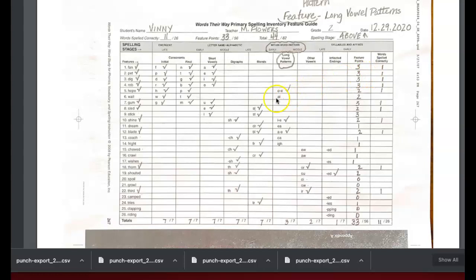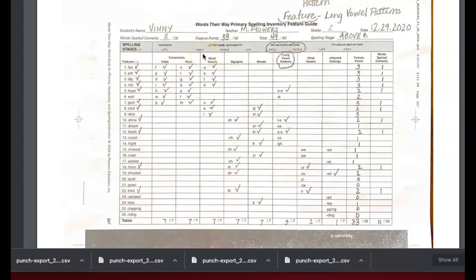All right, let's go to the word wait. He got the W and the T, but he did not get the long vowel pattern AI. So he only got 2 feature points, and the word is not spelled correctly, so he does not get a point for that. So that's how you score each word.